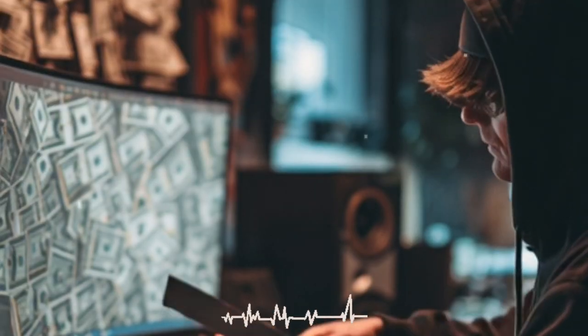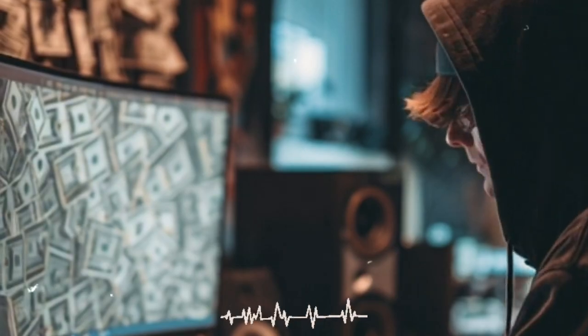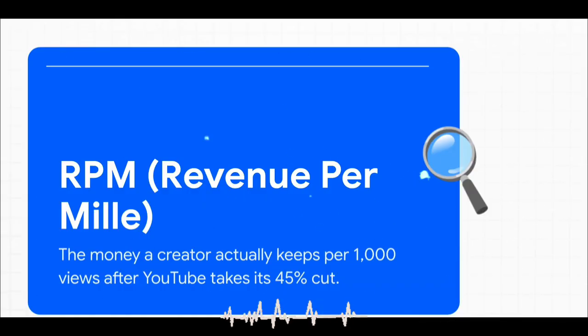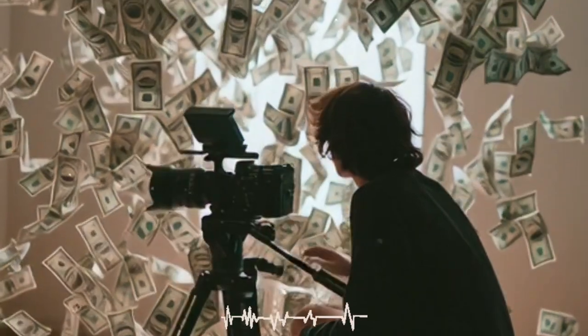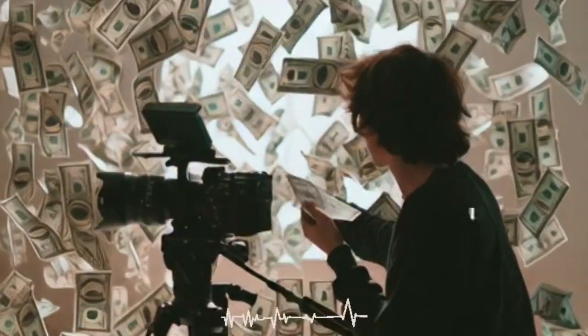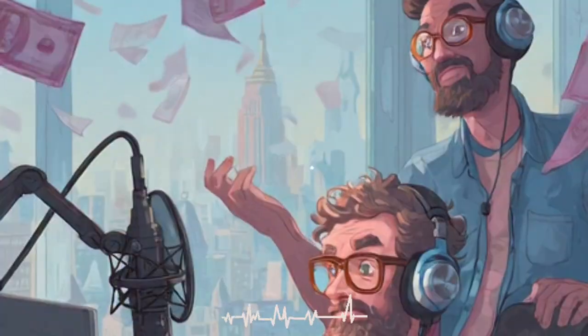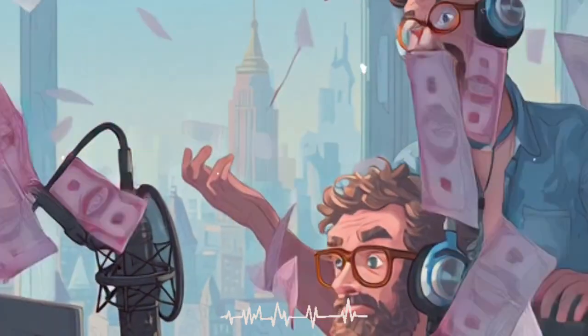It all starts with this term, RPM. That stands for revenue per mil, and mil is just a fancy Latin word for 1,000. This is the big one. It's the actual amount of money a creator gets to keep for every 1,000 views after YouTube takes its piece of the pie. This is the number that really hits their bank account.